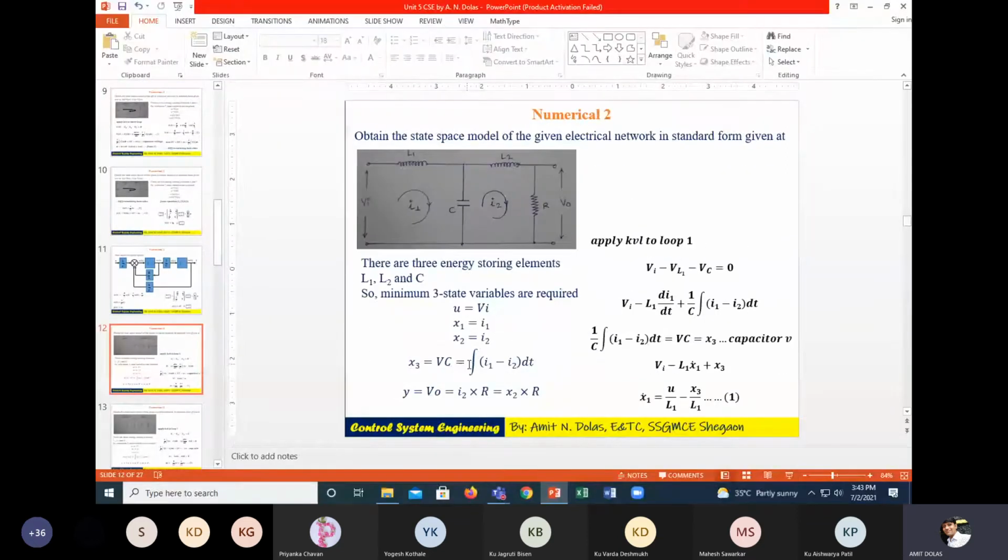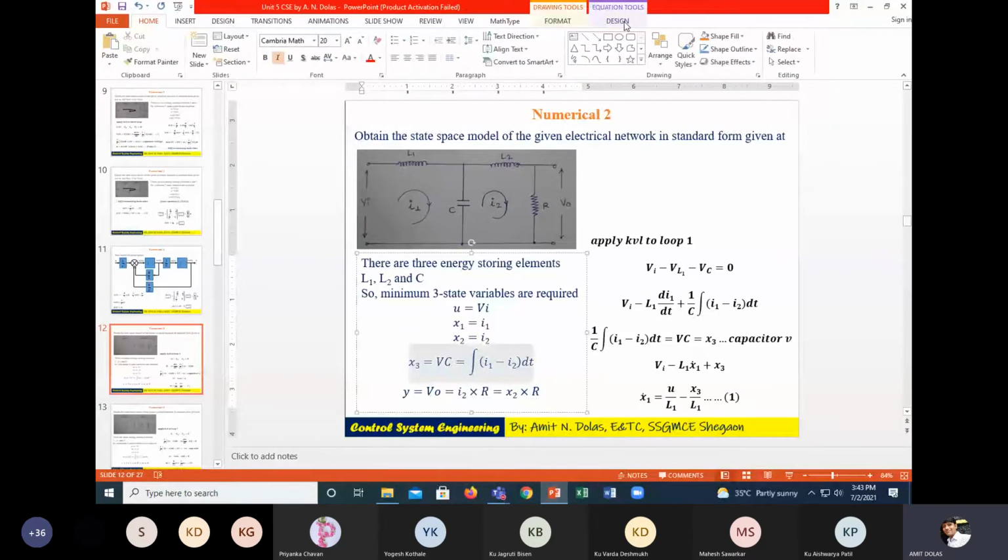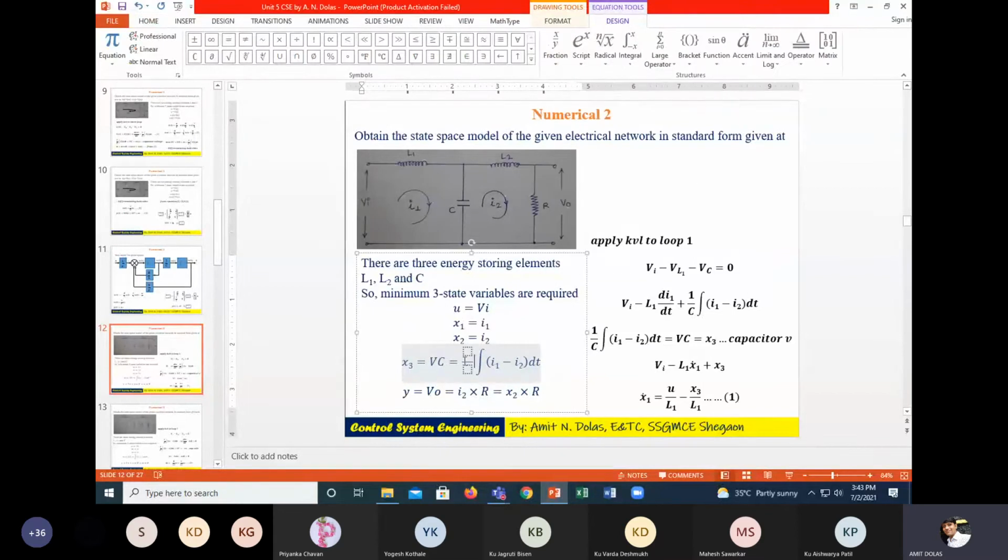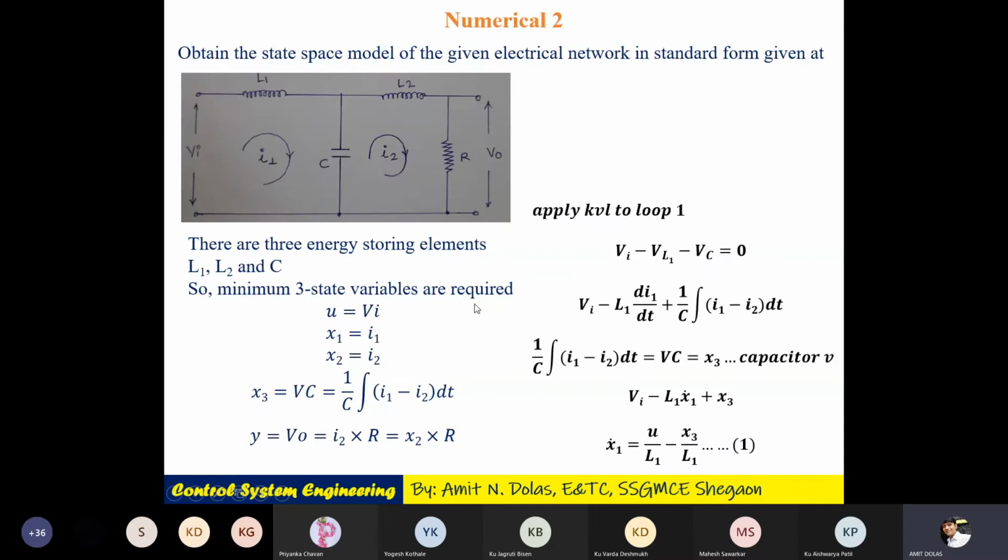There must be one term here, 1 by C. It is of course a typing mistake here. So this is the capacitor voltage, which is nothing but the third state. Again, what is the output? The output is nothing but the output voltage V0.